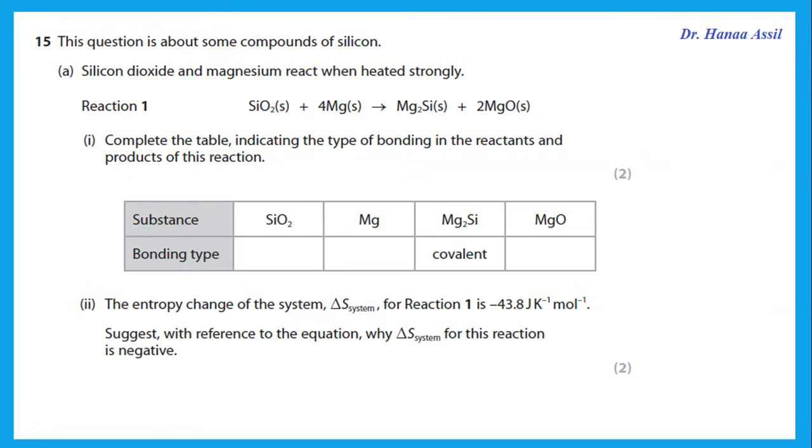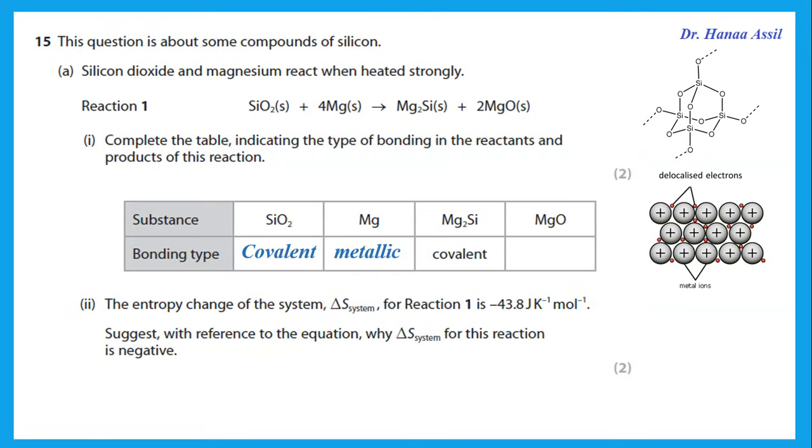This question is about some compounds of silicon. Silicon dioxide and magnesium react when heated strongly. Complete the table indicating the type of bonding in reactants and products. So, silicon dioxide, what kind of bonding do we have? You should remember that silicon dioxide is actually a giant covalent compound. Magnesium is a metal, so the bonding would be metallic. Magnesium oxide is ionic with a large ionic crystal lattice.